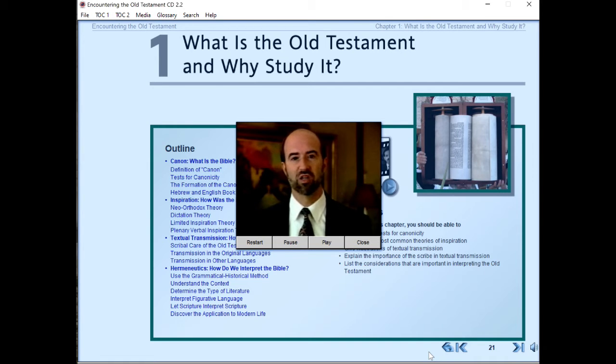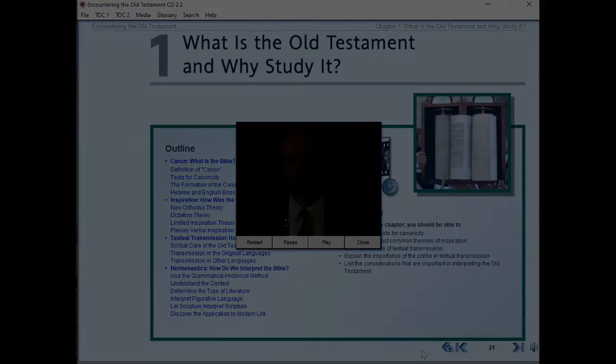Canon addresses the question, what is the Bible? Inspiration addresses the question, how is the Bible written? Textual transmission will deal with the topic of how did the Bible get passed down to us, and hermeneutics deals with understanding how we properly interpret the Bible so that we can communicate it and understand it and apply its truths to our lives.